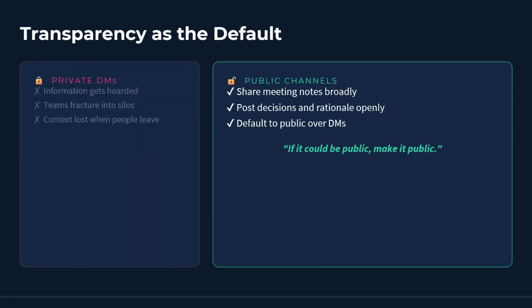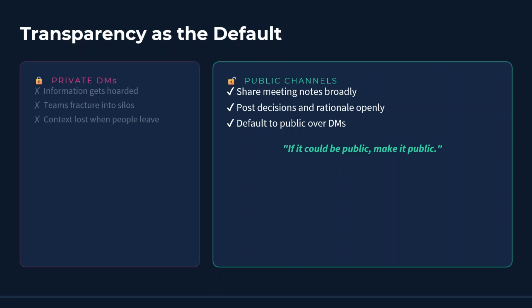In an office, information flows through hallway conversations and overheard discussions. Remote teams have to replace those informal channels with deliberate transparency. Default to public channels over direct messages. Share meeting notes broadly, not just with attendees. Post decisions and their rationale where the entire team can see them. When information is hoarded, even unintentionally, remote teams fracture into silos.